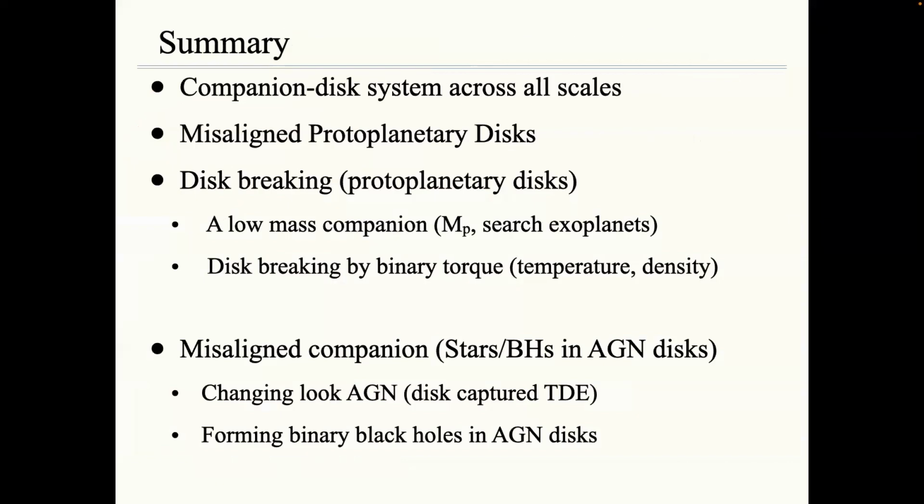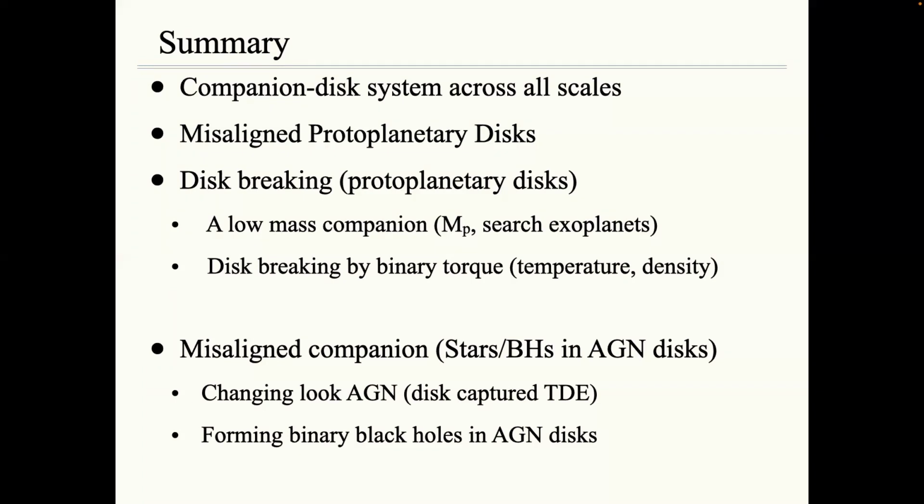Okay. So to summarize, we have seen these companion-disk systems across all scales, from Saturn's ring system moons to protoplanetary disks, planets in protoplanetary disks, to stars in AGN disks. They share a lot of similar physics. Recent observations in protoplanetary disks start to drive us to think about misaligned companions in disks. And this misaligned companion could break the disks. And if it's a circumbinary star, it could also torque the disk and break the disk. So there are several mechanisms by which you could break the disk. But you could use the information from these shadows, and these things could constrain the companion mass.